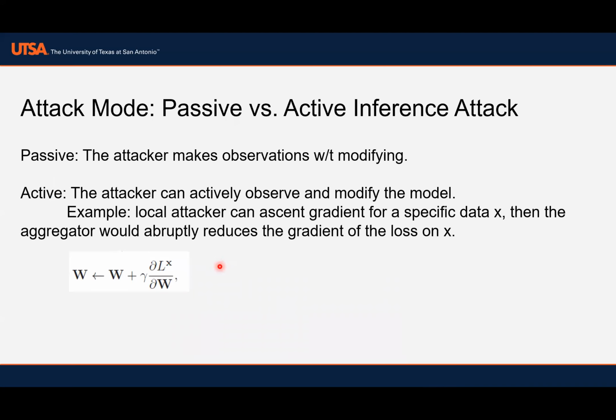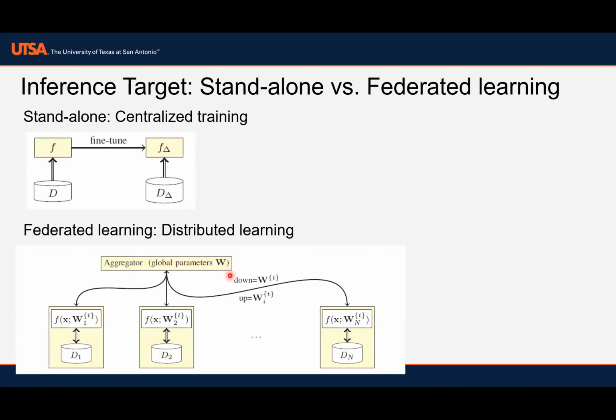So for the standalone centralized training, what do you mean by the attacker knowing D and D delta? I thought that's their purpose, they want to differentiate. So what do you mean here? I mean, the inference target, standalone versus. What's the meaning of this slide? What's the meaning of the figure here?